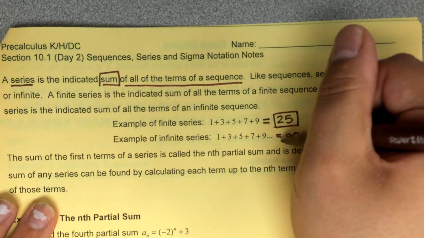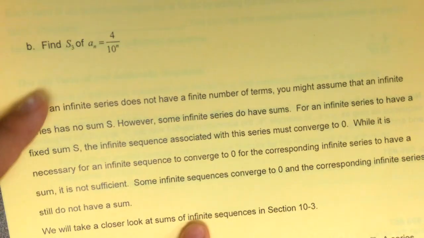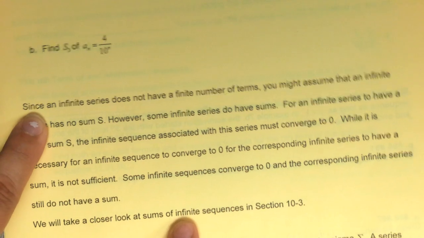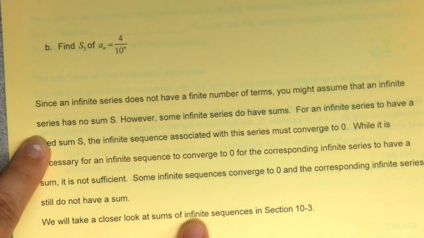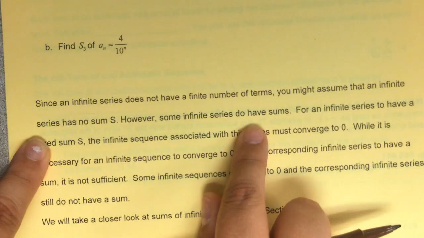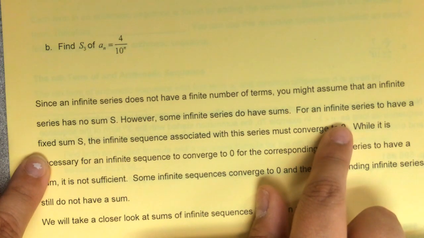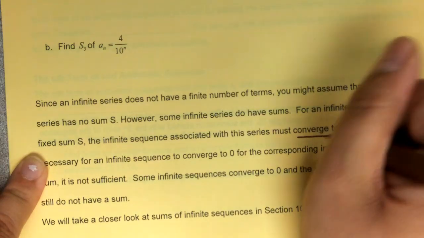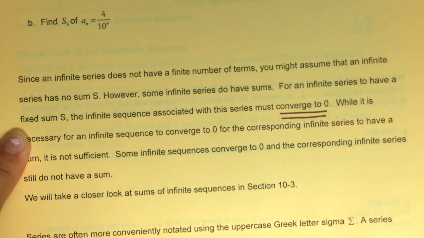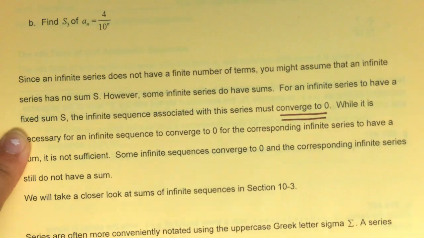Now I'm going to kind of skip ahead real quick, and I'm just going to read this bottom paragraph. Just wanting to let you know, since an infinite series does not have a finite number of terms, you might assume that an infinite series has no sum, that it's always going to be infinity. That's not true. So, some infinite series do have sums. For an infinite series to have a fixed sum, S, the infinite sequence must converge to 0. Underline that. The only way to have a sum if you're going to infinity is if it converges to 0.